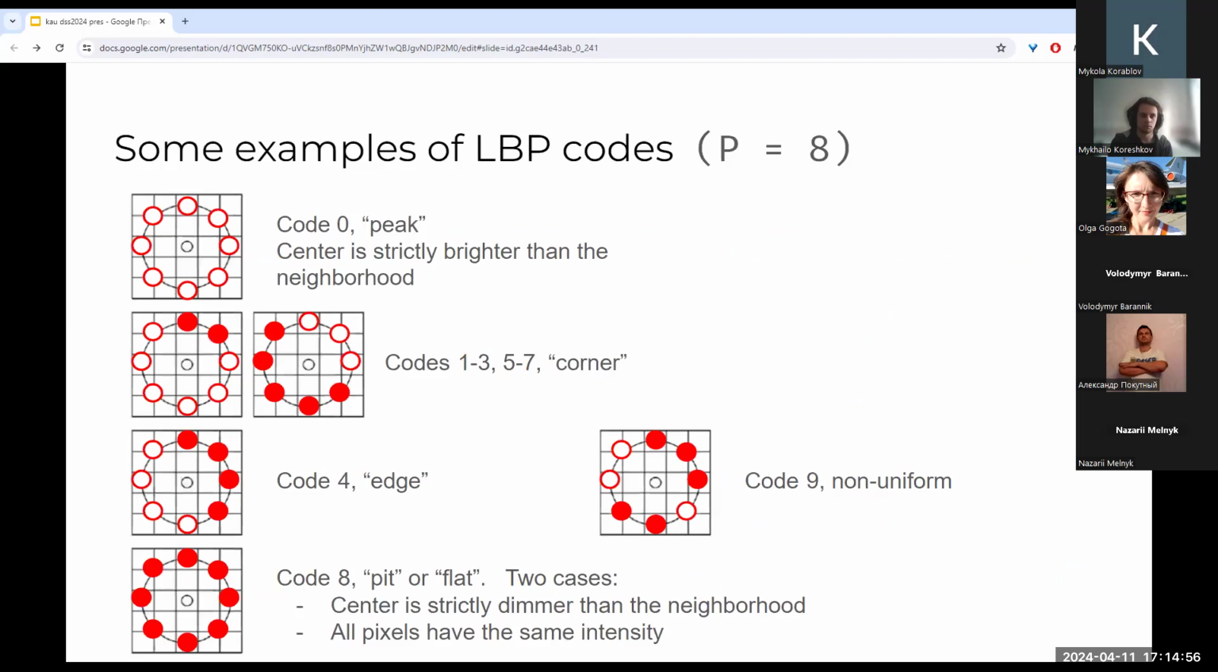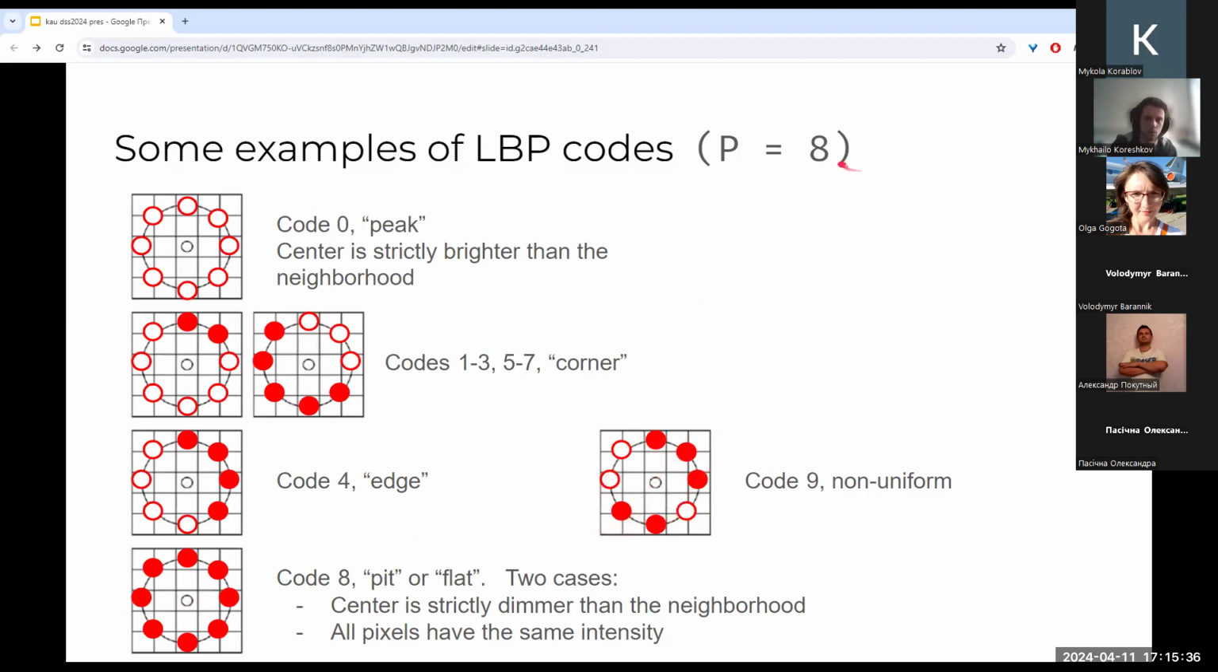A little bit of examples. Every code has some kind of intuition behind it. For example, some codes correspond to corners, so the neighborhood around this pixel is some kind of corner. Some codes correspond to edges. Some codes correspond to peaks, when the center is brighter than the other ones. Some codes correspond to a pit, when the center has the same brightness or is dimmer than the other ones. And of course, there are other non-uniform patterns, but we are not talking about them right now.